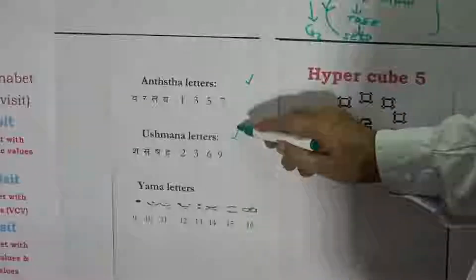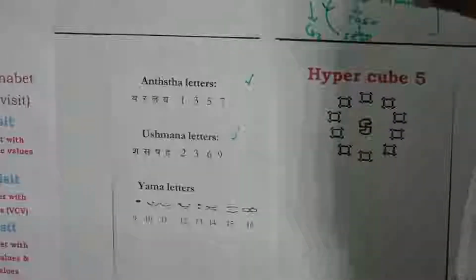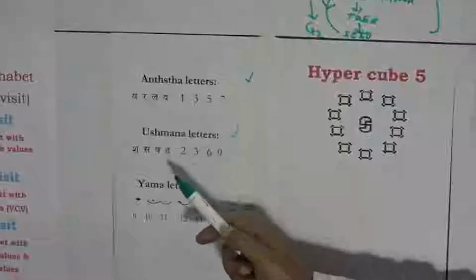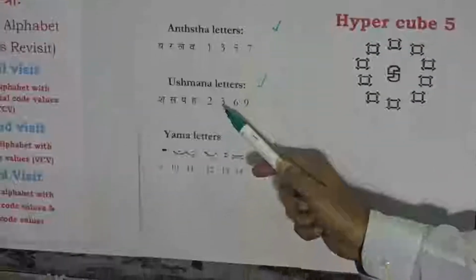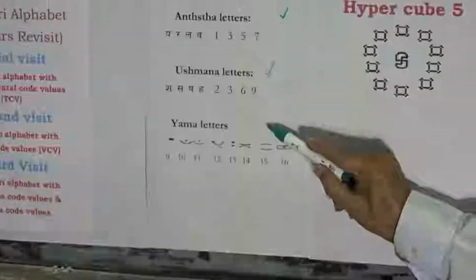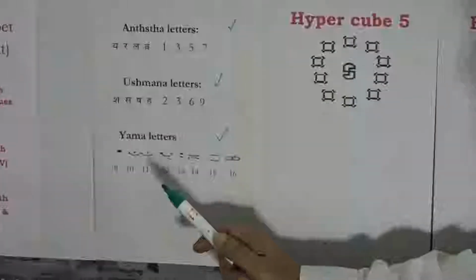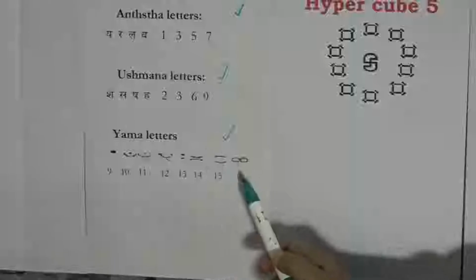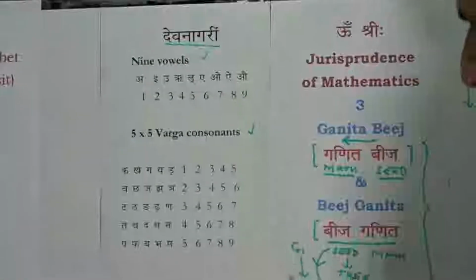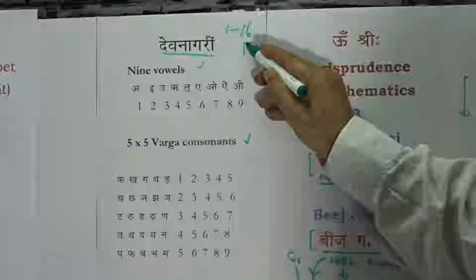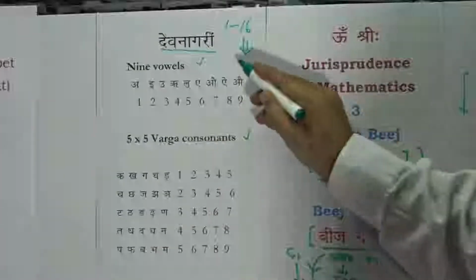The fourth class or group of letters are the Ushmana letters. These are also quadruple, and these quadruple letters accept the values 2, 3, 6 and 9. The fifth group or class is of the Yama letters. These are 8 in number, and these accept the transcendental code values 9 to 16. In terms of these values, we see that these are the values of the range 1 to 16, and value 16 we know is the TCV value of formulation Bij.